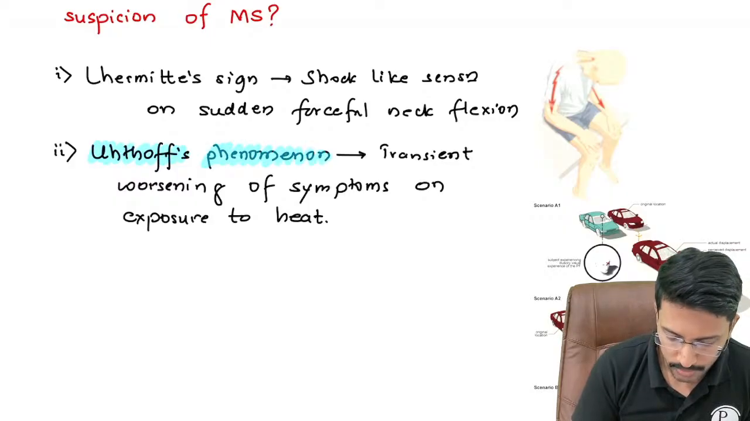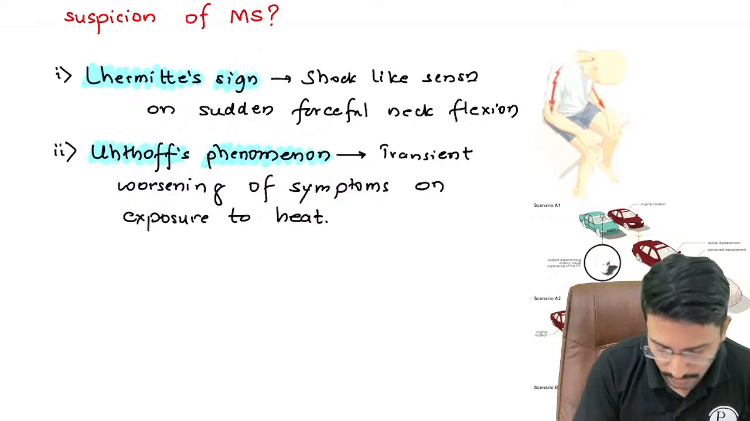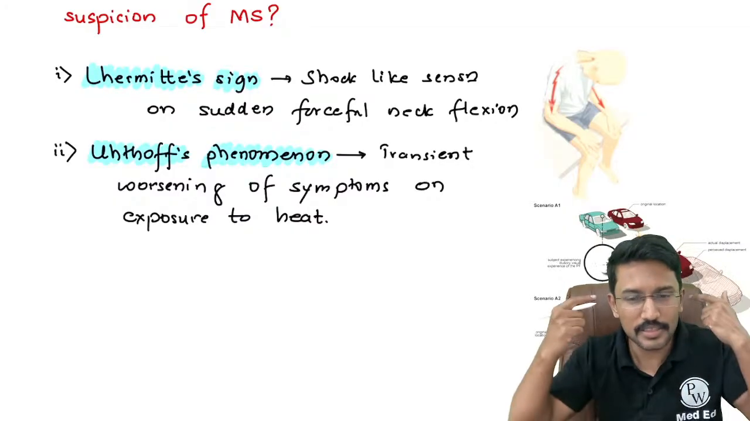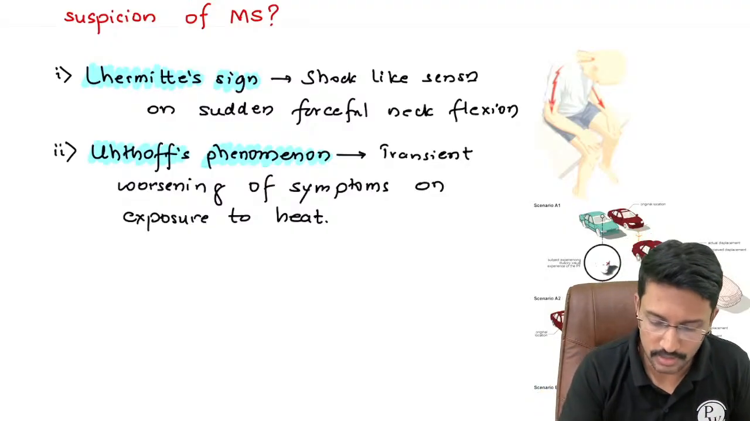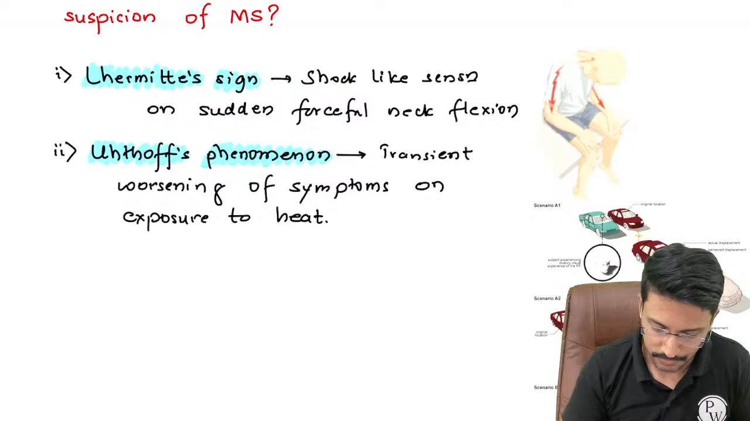Uhthoff's phenomenon. Lhermitte's sign is what? When we suddenly and forcefully flex the neck, the demyelinated sensory tract gets stretched and it triggers a shock-like sensation, like you see in this image. The neck is forcefully flexed, triggering a shock-like sensation.